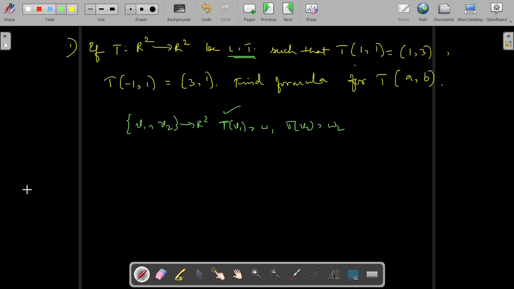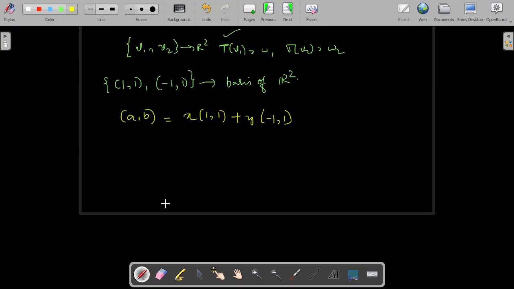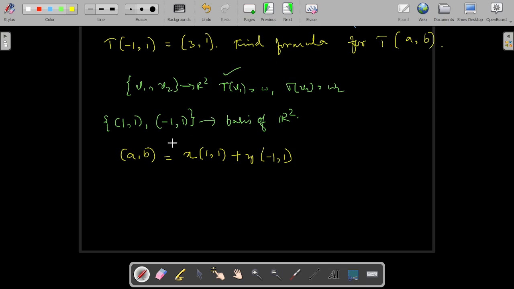So let it be. But now here (1, 1), look here, (-1, 1), this is a linearly independent set, as well as this spans the whole space R square, meaning this is a basis of R square. Okay, if it is a basis of R square, every vector of R square is a linear combination of these vectors. So take any vector of R square, say (a, b). I can write it as x times (1, 1) plus y times (-1, 1). Now I need to get the coordinates of (a, b) in terms of this basis.